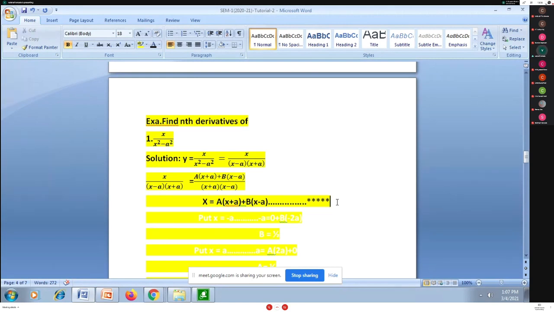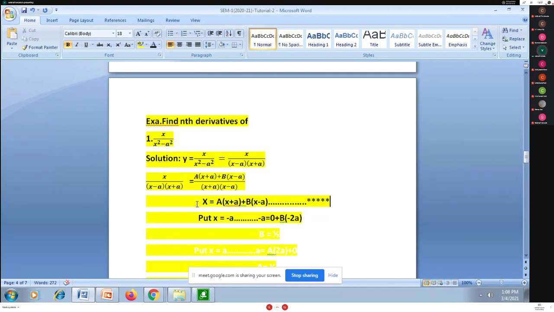Now, how many linear factors are here? There are two linear factors, which are non-repeated linear factors. One of them is x plus a, the second is x minus a. One by one, I'll equate these linear factors with 0. Let us equate x plus a is equal to 0, so that I am having x is equal to minus a. Substitute x is equal to minus a in this star step.